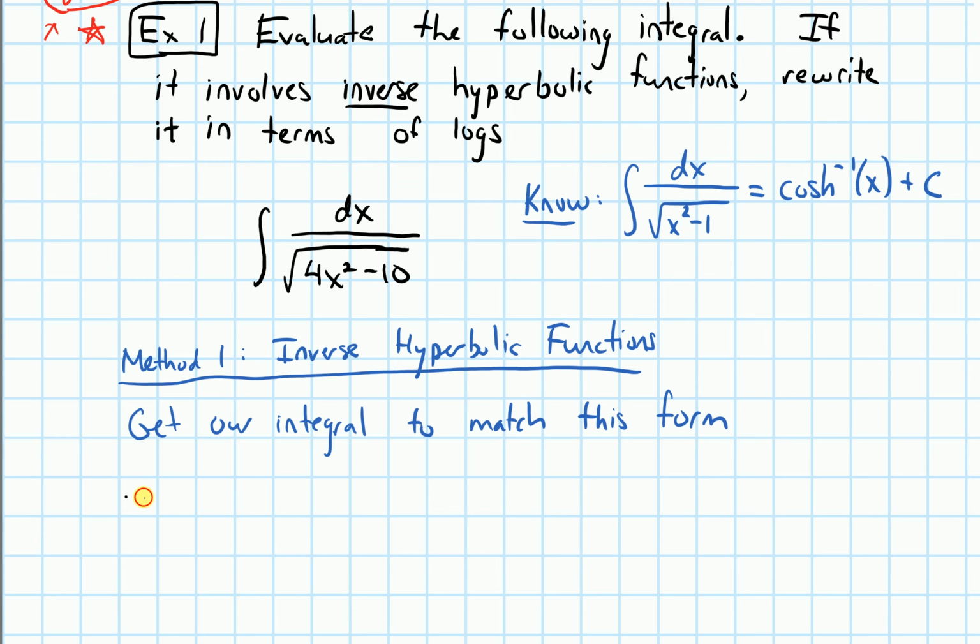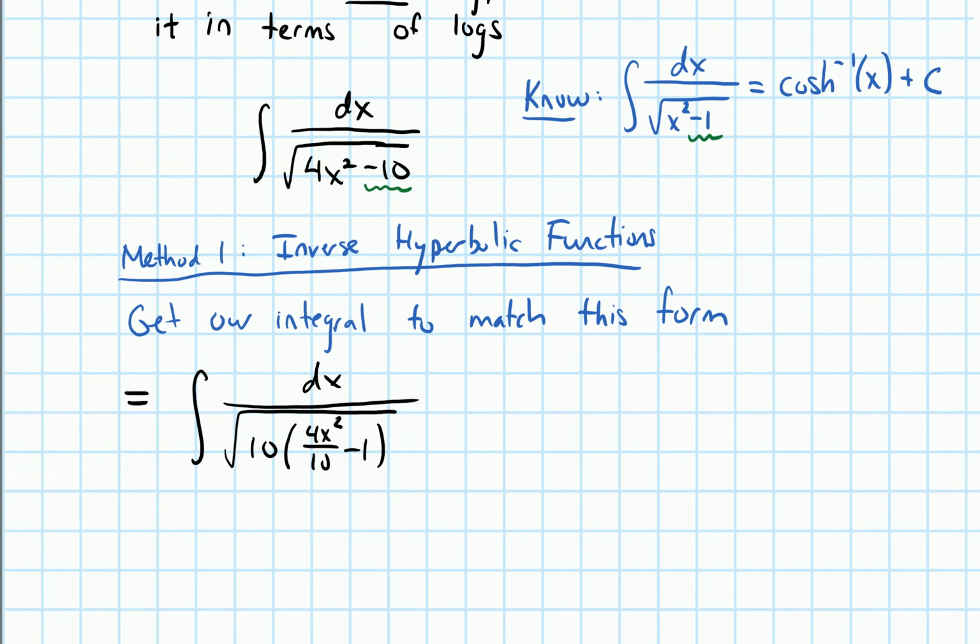To do that, instead of having a 10 here, we need to have a 1. So I need to factor a 10 out of that square root. For right now, let me just put it inside the square root: I have a 10, factoring out, and then I'll get 4x squared over 10 minus 1. On the top, I still have dx. So I got this fraction. Now we can take that 10 all the way out in front, and it becomes 1 over square root of 10. And then I have dx on top.